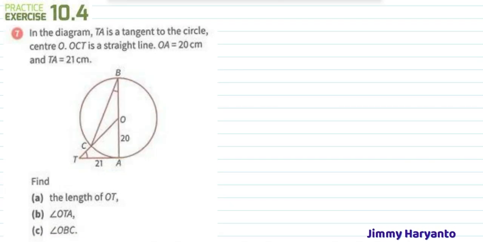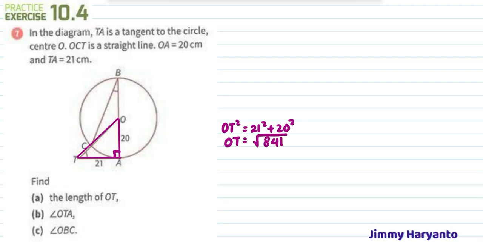Next is this one. This is the tangent. This is the radius. That means this one is 90 degree. We can use Pythagoras theorem using this triangle to find OT. Okay, so OT squared equals 21 squared plus 20 squared. It means OT equals the square root of 841, and when you square root it, you will have OT equals 29. So OT equals 29. This one is 29. Next.